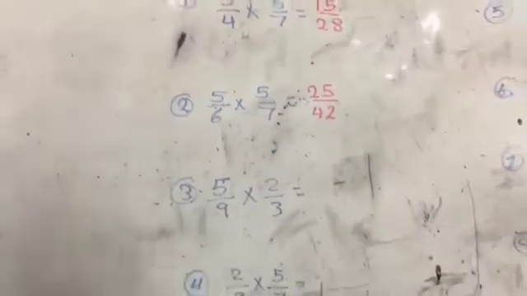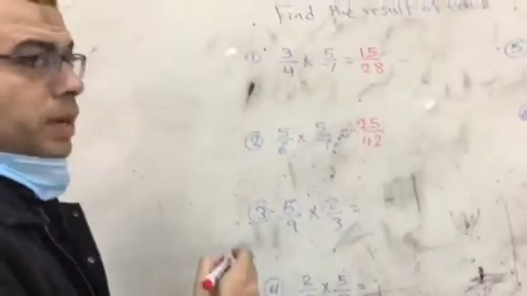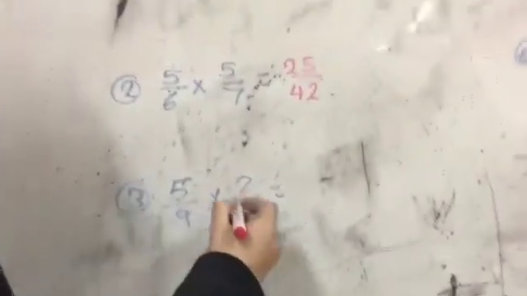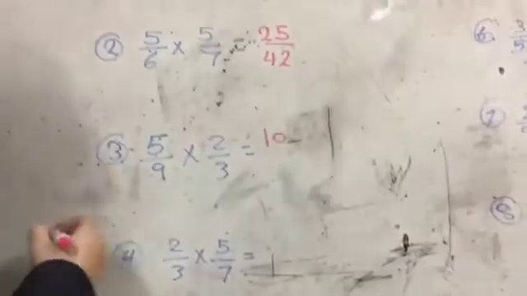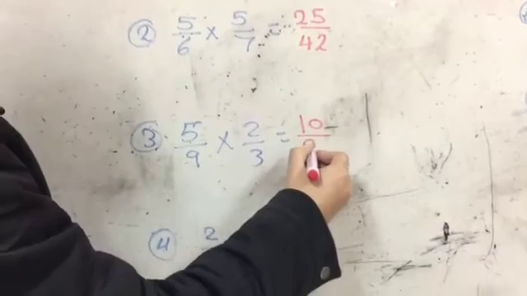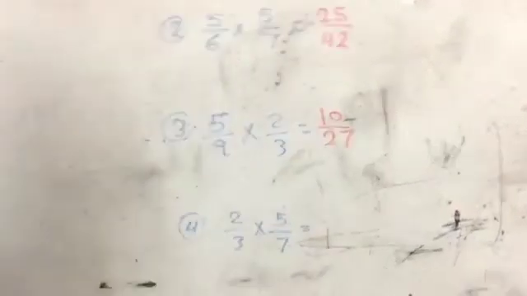The third one here, also we have two fractions. We need to multiply them. 5 times 2 is equal to 10. 9 times 3 equals what? Equal to 27, as we know.